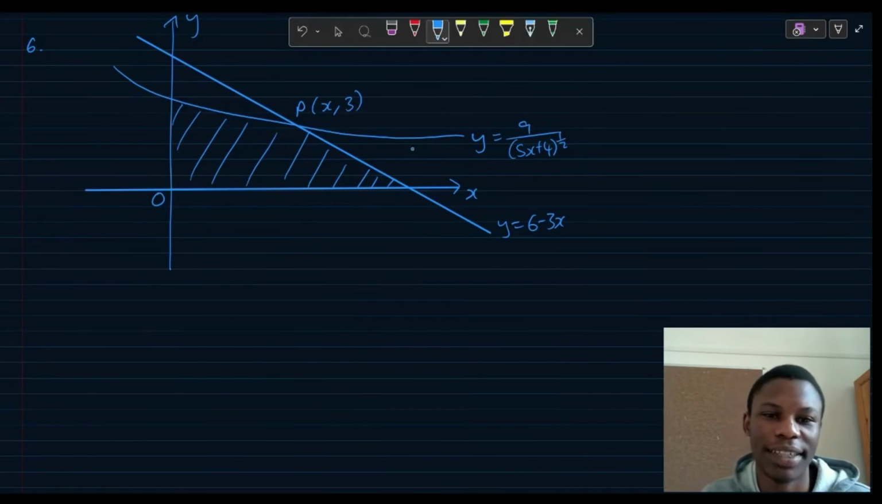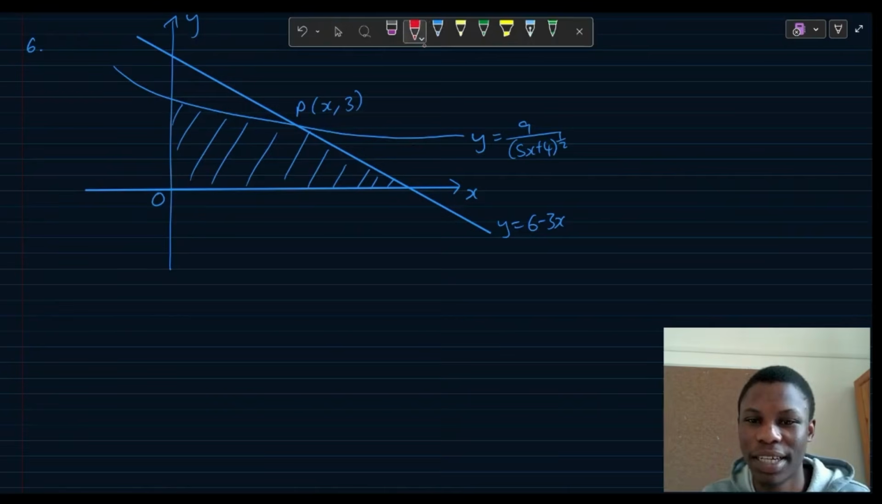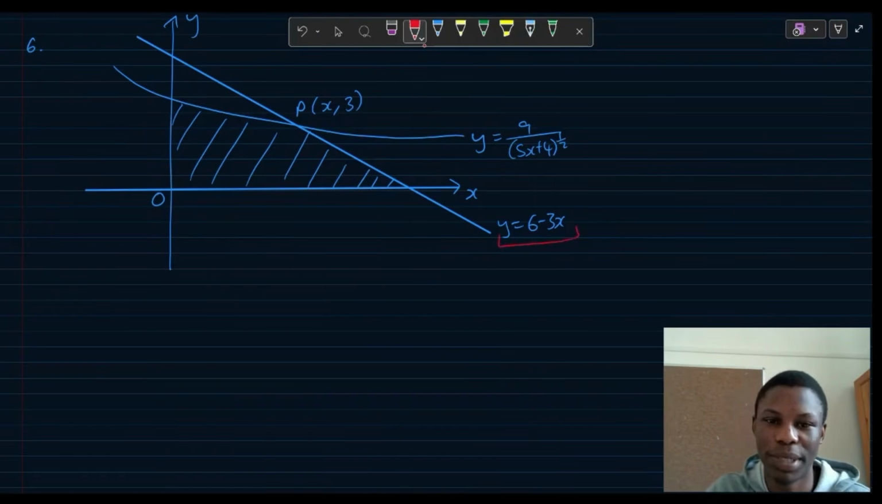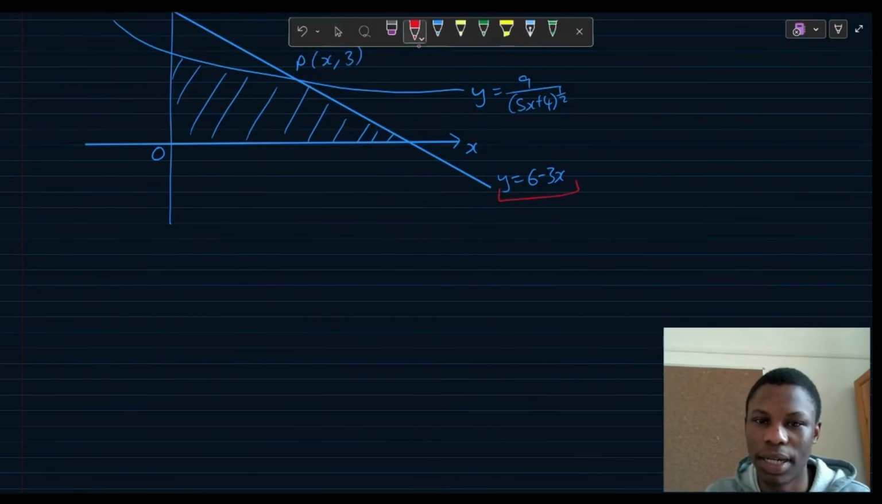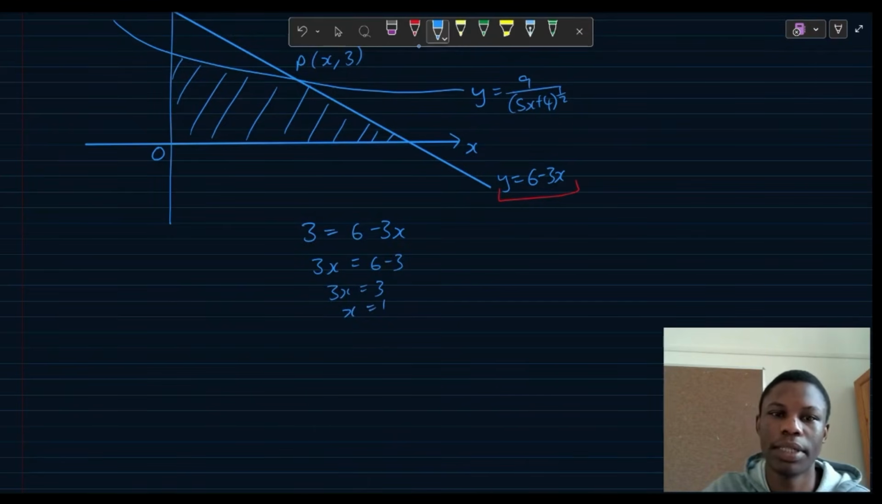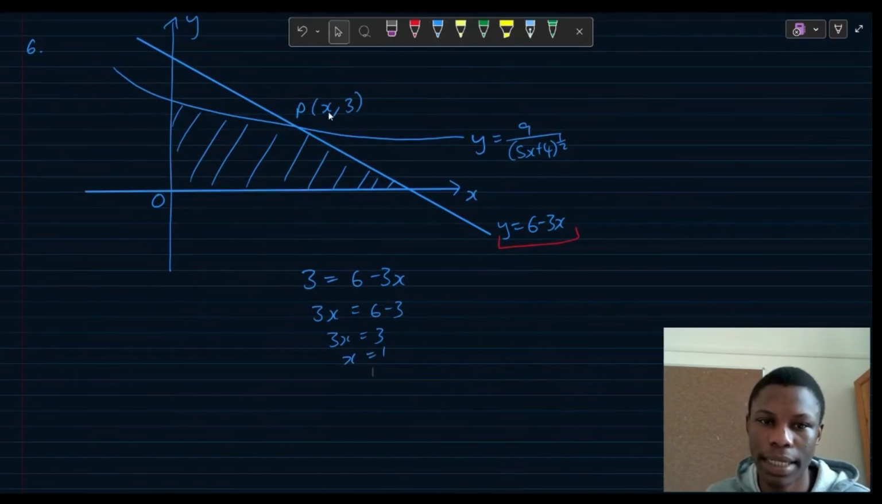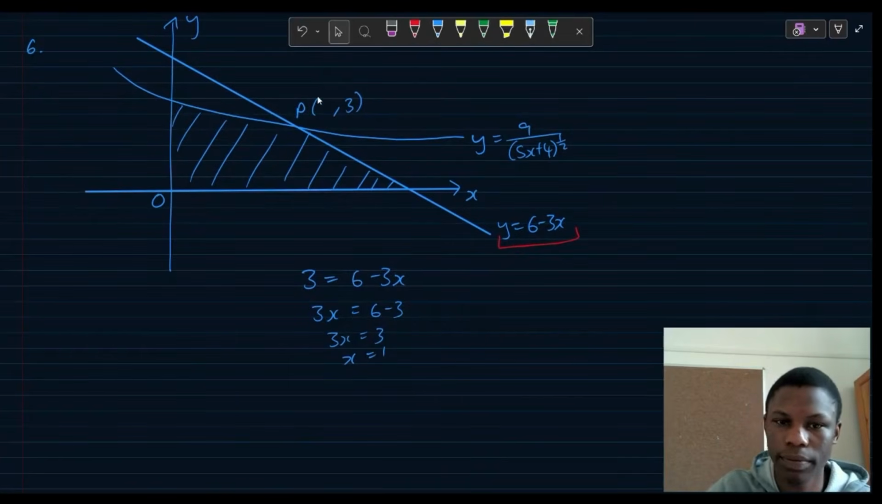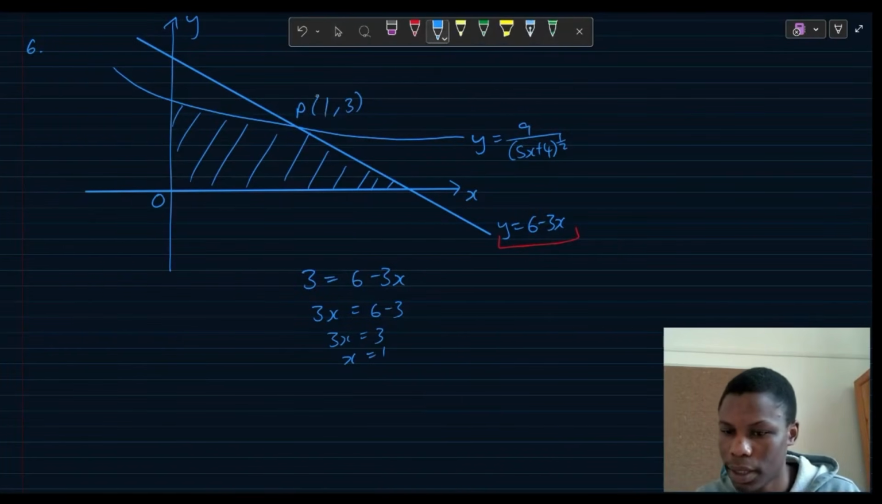Okay, so let's just find the x coordinate at P first. We can do that by just substituting into the equation of the line, because we know point P lies on the line. So I know that y is 3. So that's 3 is equal to 6 minus 3x. So 3x has to be 6 minus 3. So 3x is 3. x is 1. So that means that point there has x coordinate 1. All right, that's a start.